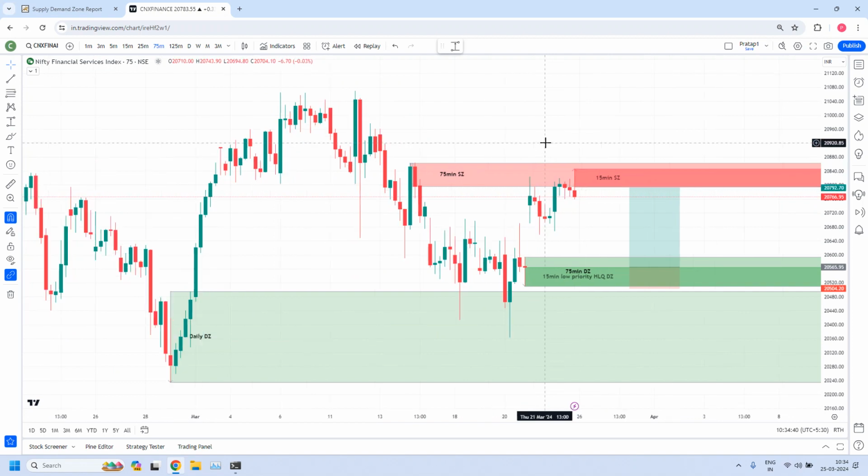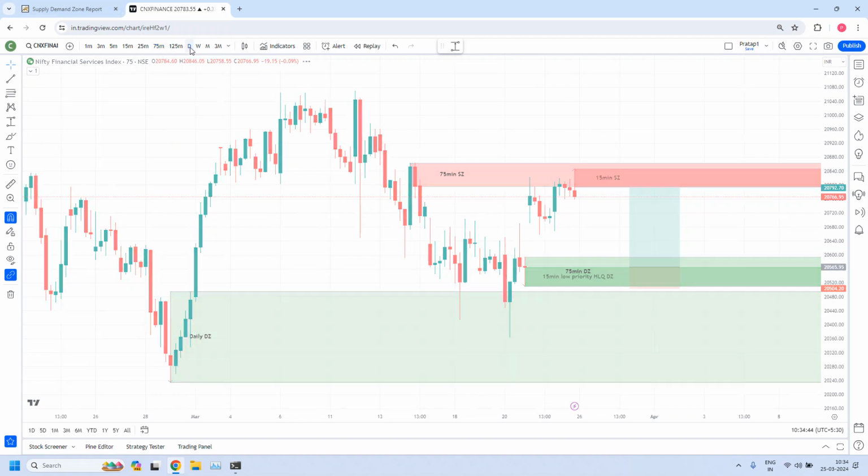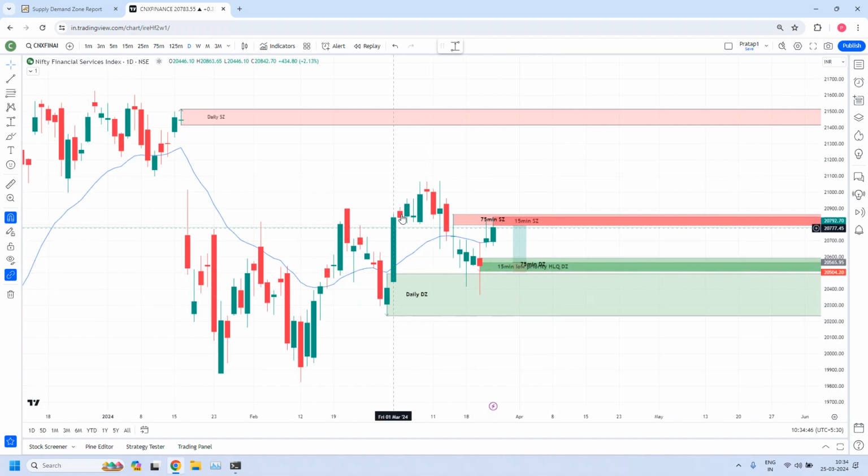Now look into the price direction. What is the daily price direction? Daily price direction is that it has now entered into the daily demand zone and started moving. How long will prices be going? Up to the daily supply zone. If this 75 minute supply zone violates, they will be moving up to that. So that's why the current daily price direction, that is the HTF price direction, is in our favor.